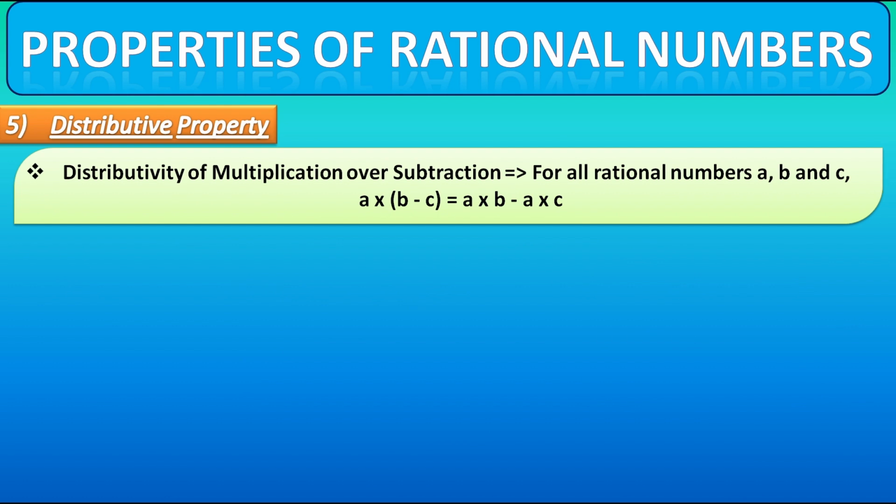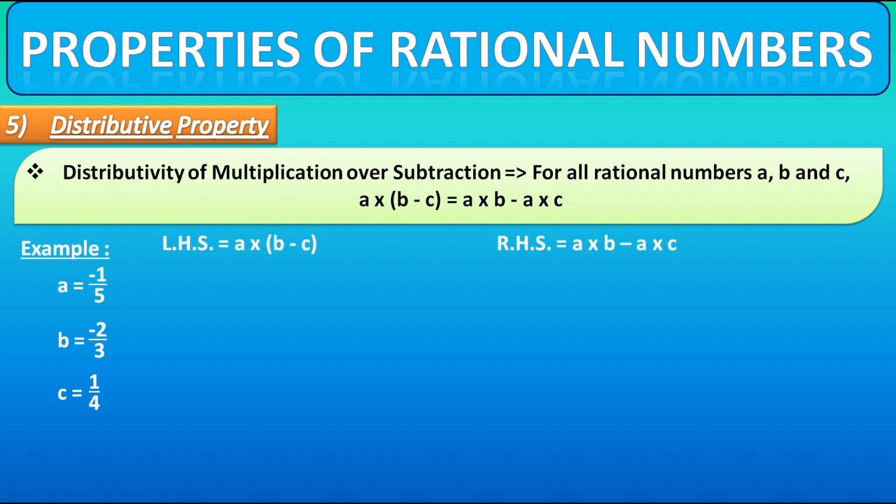Okay, that is distributivity of multiplication over subtraction. It is the same, only in place of the plus sign we have to use subtraction here. Let's check it with the help of an example. Here I am taking the value of a as minus 1 upon 5, b as minus 2 upon 3 and c as 1 upon 4. Let's solve the LHS part first of all. Okay. So a is here minus 1 upon 5, and now we have the multiplication sign, and in the bracket we have minus 2 upon 3 minus 1 upon 4.